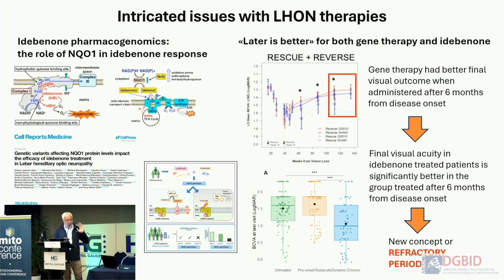It's something that we're thinking a lot about, but it's a matter of fact that either idebenone or gene therapy does not really abort the natural progression of visual loss. It maximizes the recovery after you lose the vision. So we're starting to have this idea that you have a refractory period, or whatever therapy you do is going to be very difficult to stop that process once it is started.